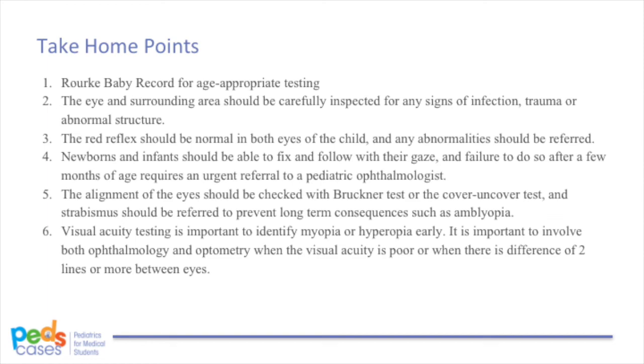The alignment of the eyes should be checked with the Bruckner Test or the cover-uncover test, and strabismus should be referred to prevent long-term consequences such as amblyopia. Visual acuity testing is important to identify myopia or hyperopia early. It is important to involve either ophthalmology or optometry when the visual acuity is poor, or when there's a difference of 2 lines or more between eyes.